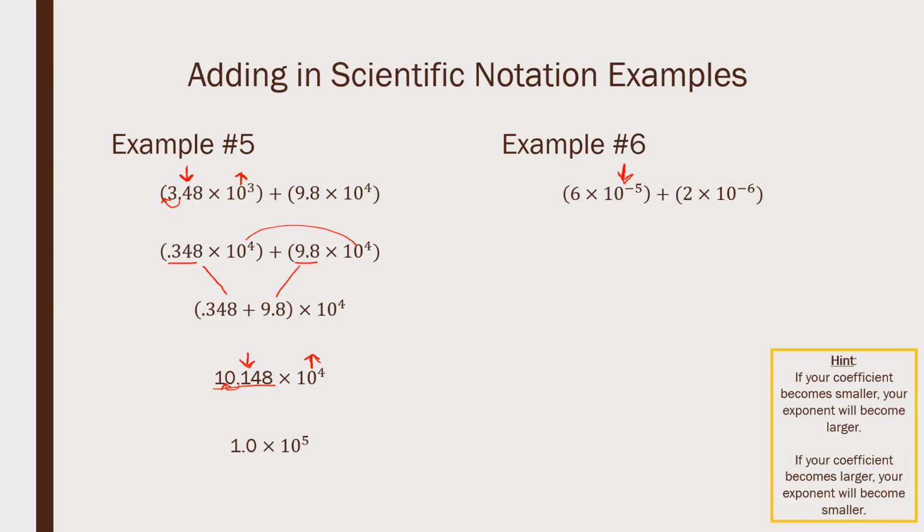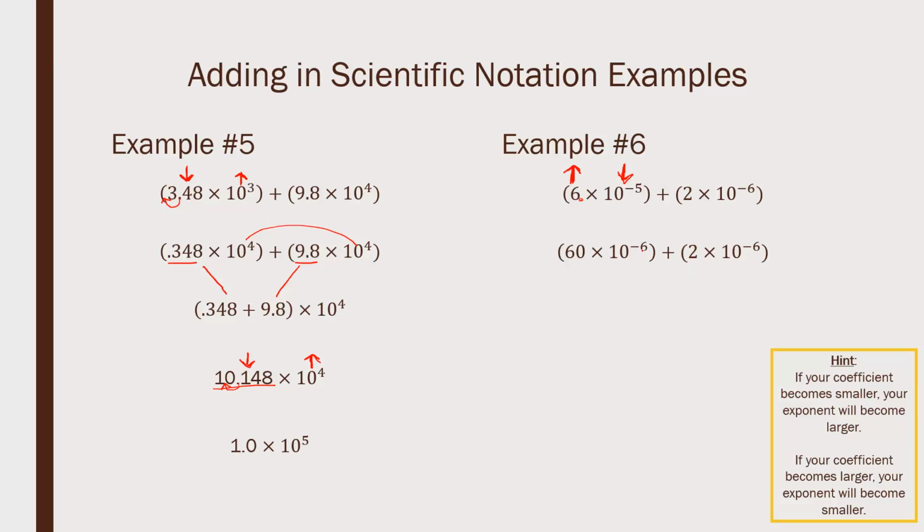And if this becomes smaller, because negative 6 is smaller than negative 5, then this 6 has to become larger. Now remember, the 6 basically has a decimal point right there. So instead of it being 6, once I move that decimal, it's going to be 60 instead of 6. And our coefficient is going to become smaller.